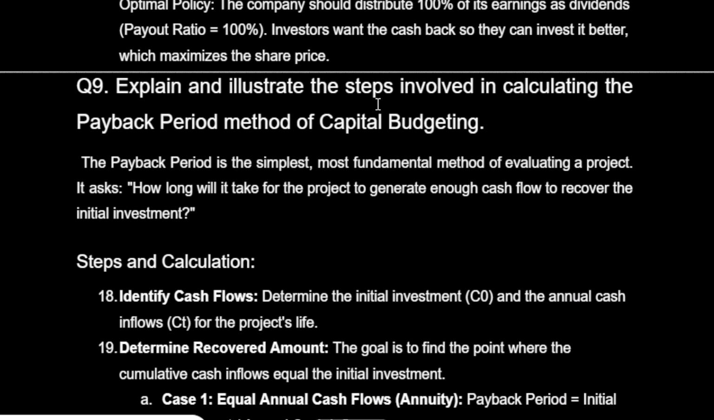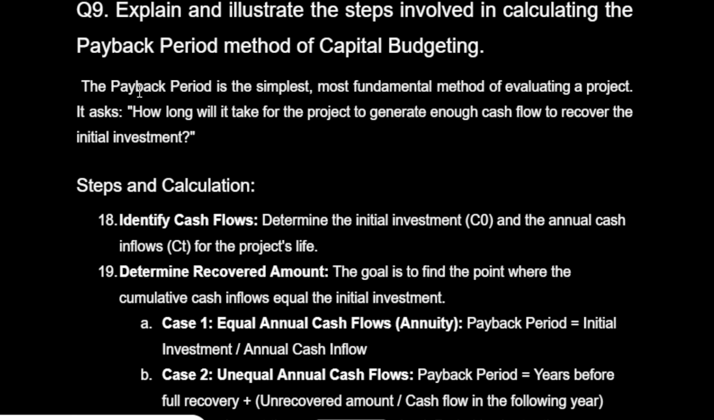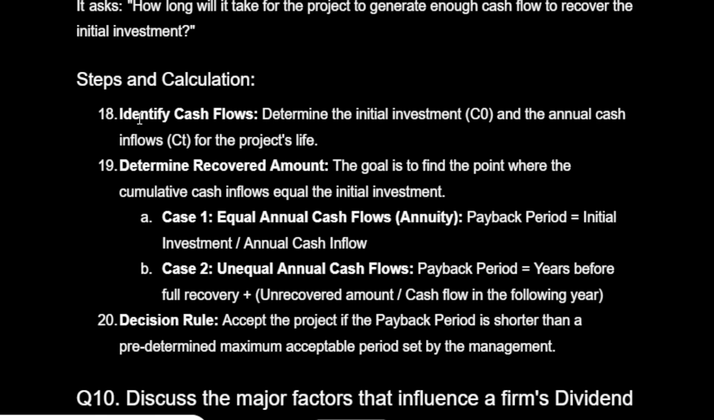Q9. Explain and illustrate the steps involved in calculating the payback period method of capital budgeting. Easy explanation. The payback period is the simplest, most fundamental method of evaluating a project. It asks, how long will it take for the project to generate enough cash flow to recover the initial investment? Steps and calculation. Identify cash flows. Determine the initial investment, C0, and the annual cash inflows, C1 to Cn, for the project's life.